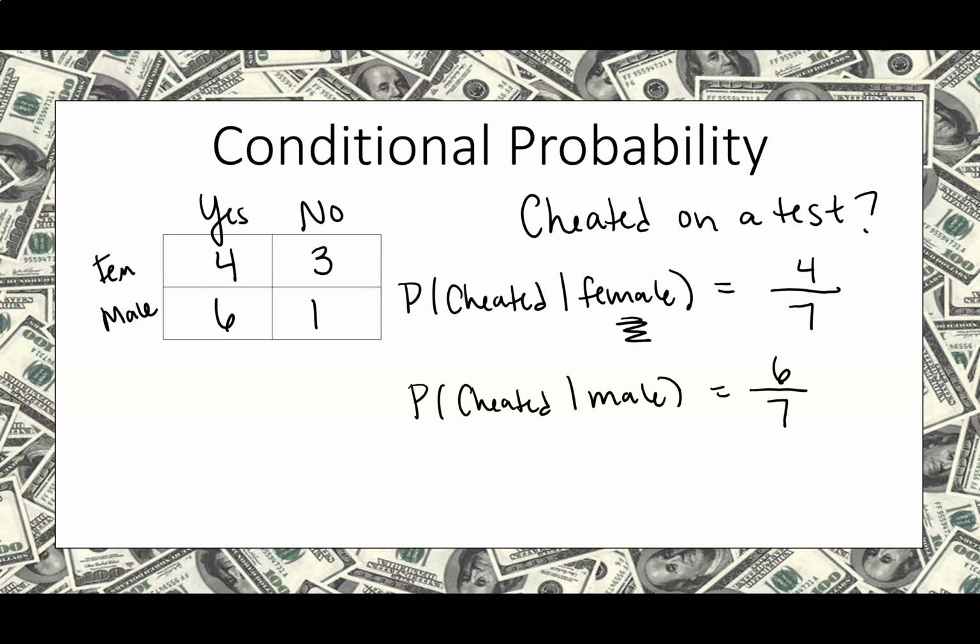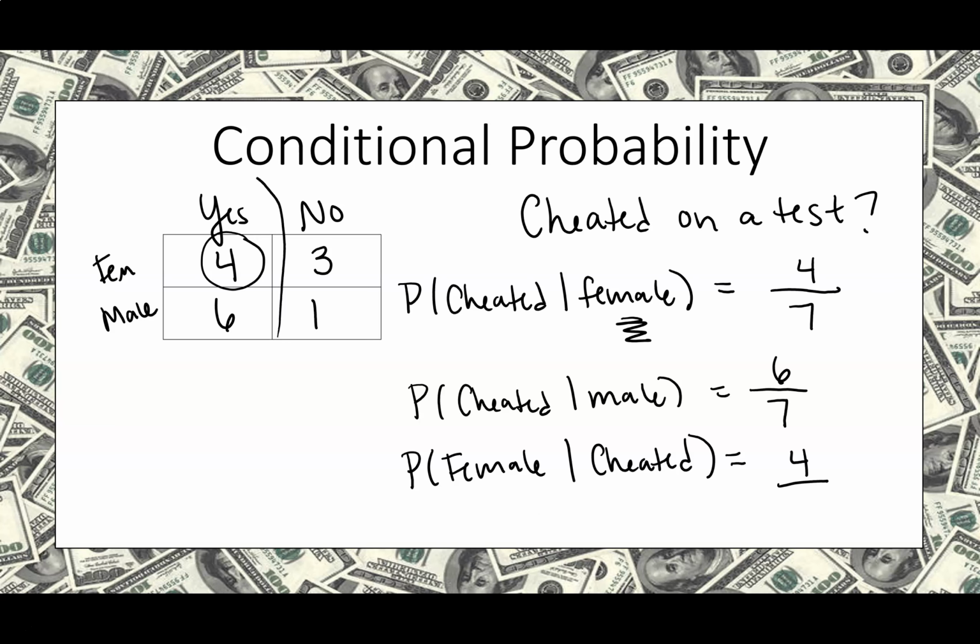All right, last problem for this topic. Let's do the probability that you are female given that you have cheated. Okay, we need to find that small number first. That's a female that's cheated. So that's going to be 4. Divided by the total number of people that have cheated. So that would be someone saying yes. So that's out of 10. Okay, well, 4 out of 10 is going to reduce to 2 out of 5.